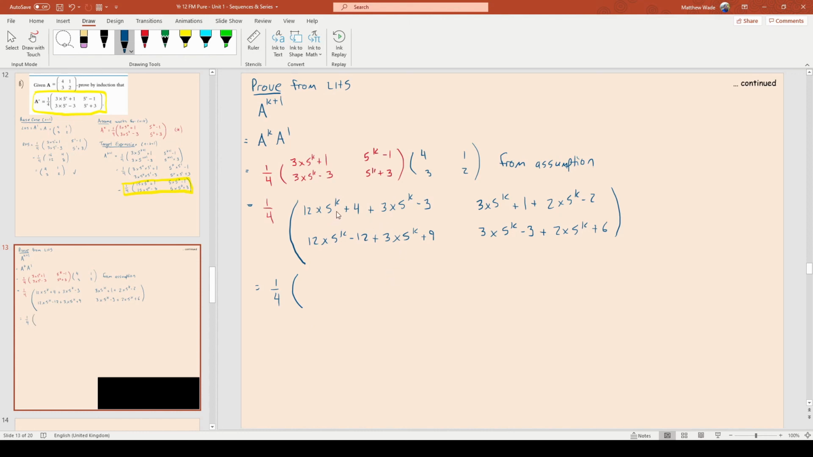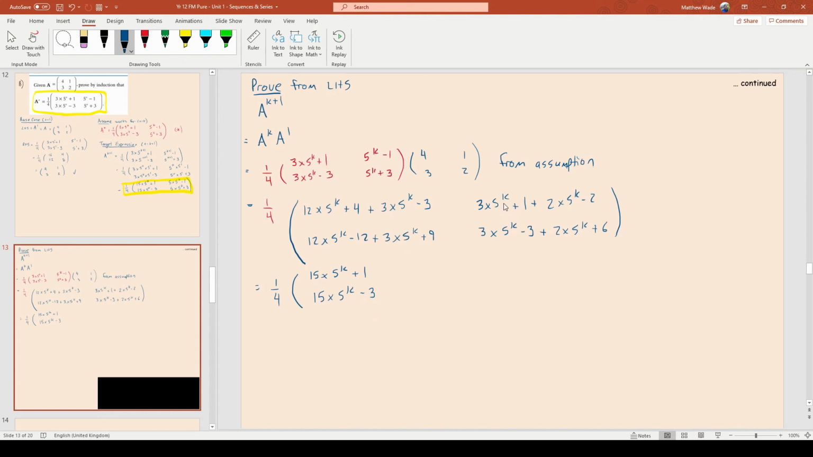Here we go. First things first, we've got a 12 and a 3 to make a 15 here. So there's 12 of the 5 to the k's plus 3 more of the 5 to the k's, so there's 15 of the 5 to the k's. Plus 4 minus 3 is plus 1. Next bit, we have 12 of the 5 to the k's plus 3 of the 5 to the k's is 15 of the 5 to the k's, and then we have minus 12 plus 9, which makes minus 3.